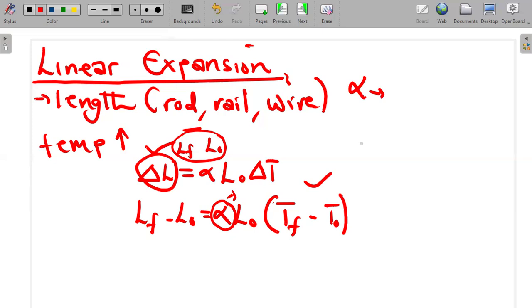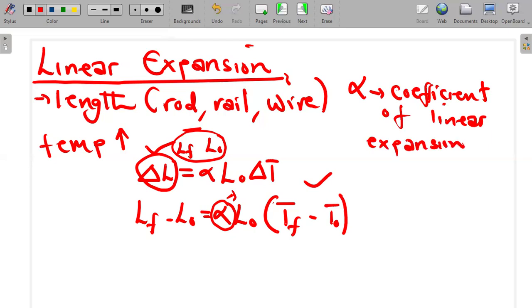Let me just write it down here. Coefficient, there's double F, coefficient of linear expansion. So what does it mean when we say the coefficient of linear expansion? Anyone who has an idea? This is a coefficient of linear expansion. What does it mean when we say that?